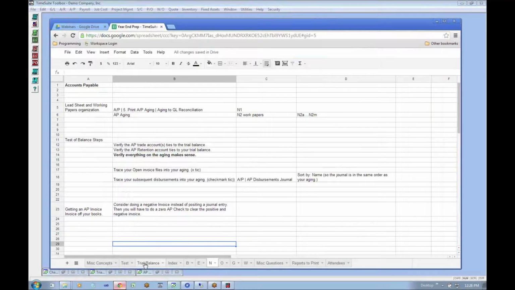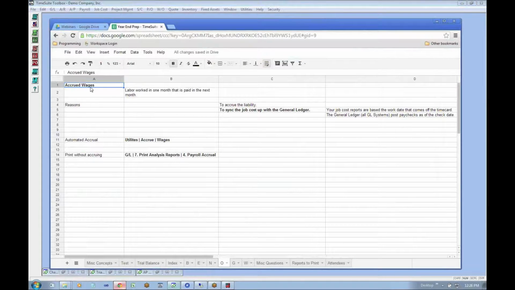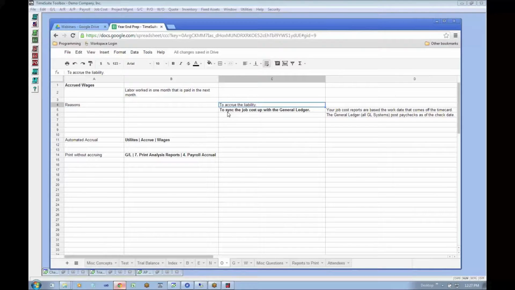Okay, so we're going to go back over here to our trial balance, and we're going to go to accrued wages. In this case, our accrued wages are O1 work paper. The concept is that we get labor worked in one month, paid in the next month. So if we have a December year end, the labor dates are going to be in December, and the check date's going to be in January. So we want to get the liability on the books because basically we owed it at the end of the year. The guys worked the days, you haven't paid them yet.